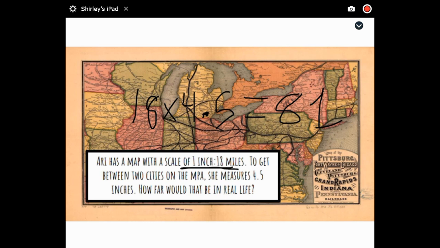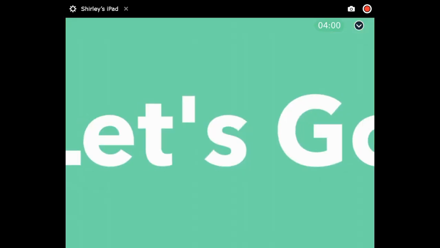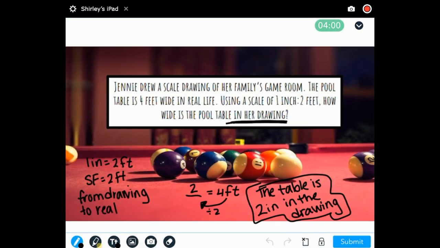Perfect. Okay, here's your next one, but I am going to warn you to read this one carefully. It's a little bit different. Just think about those problems I showed you in the beginning of class. Make sure you're reading carefully. Jenny drew a scale drawing of her family's game room. The pool table is 4 feet wide in real life. Using a scale of 1 inch to 2 feet, how wide is the pool table in her drawing?